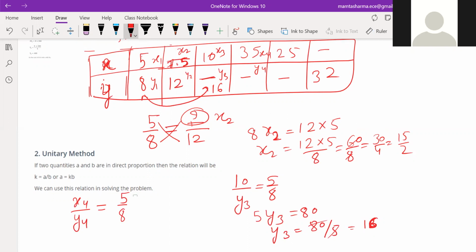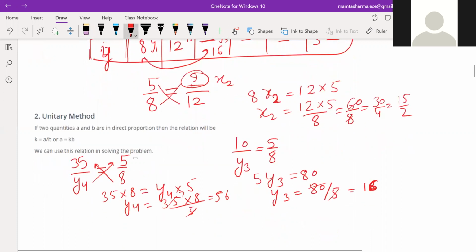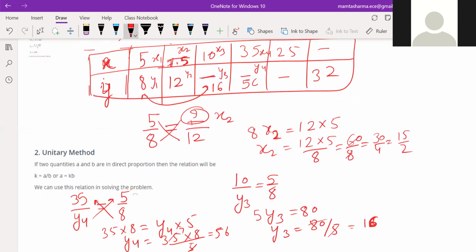X4 is given as 35, by Y4. Now again solve it, cross multiply the values. 35 into 8 equals Y4 into 5. Y4 will be 35 into 8 by 5. 5 7s are 35, and 8 7s are 56. Okay, so Y4 will be 56.